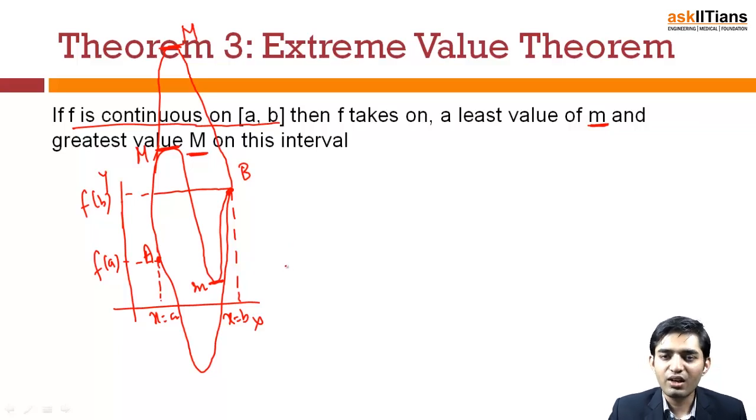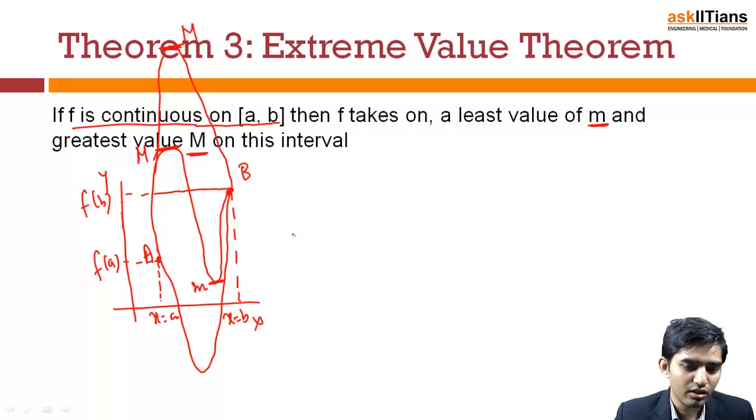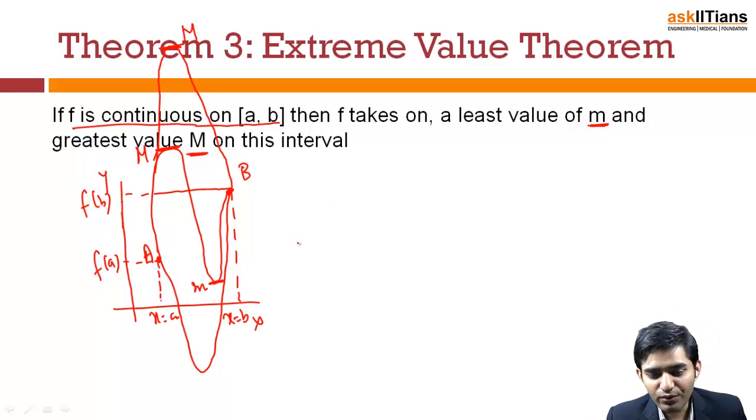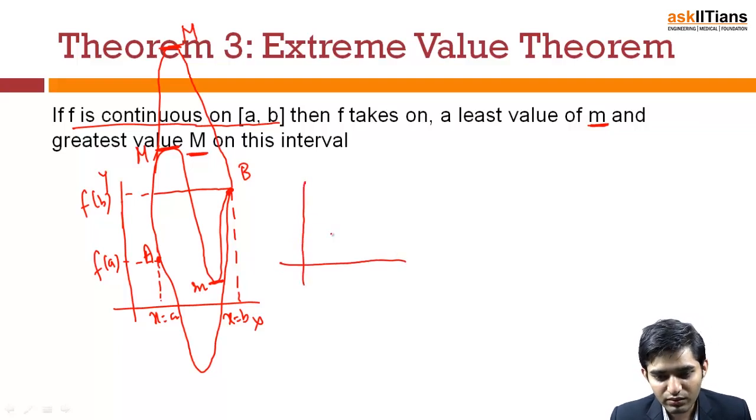So basically, if f(x) is continuous in between a and b, then it will be bounded. Bounded means it will have some minimum value and some maximum value. Bounded means its range will be fixed. A range being fixed means it will not go up to minus infinity or plus infinity in either direction. So a fixed range is called bounded. If f(x) is continuous, then there will be some maximum value and some minimum value. But what will happen if this is the case?